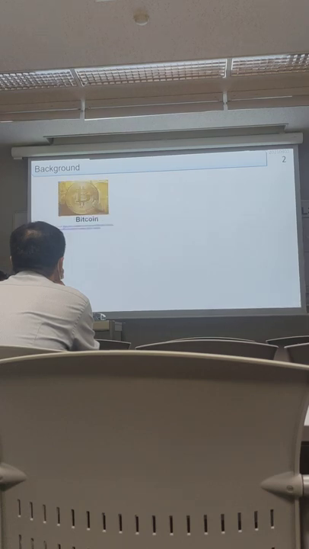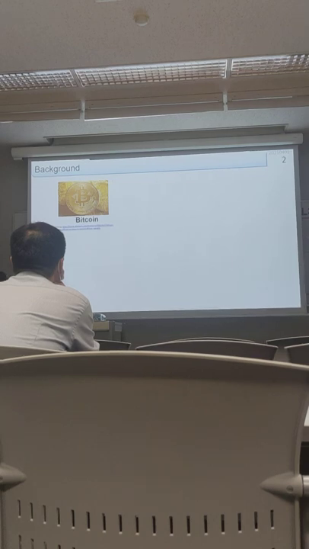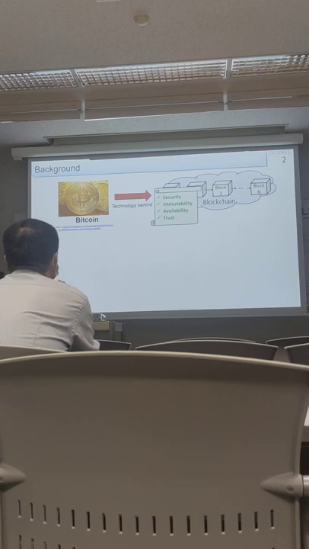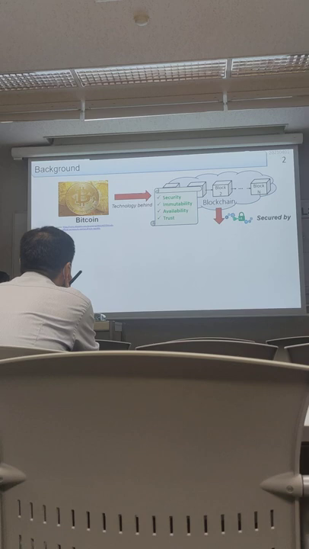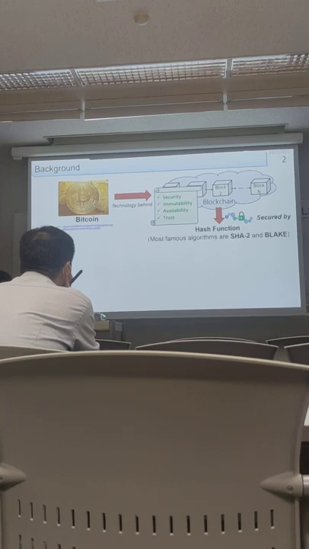I guess a lot of you know about Bitcoin, because Bitcoin is the most popular cryptocurrency today. But today we don't talk about Bitcoin, we just talk about the technology behind Bitcoin, which is blockchain. Blockchain has several advantages like high security, immutability, availability and trust. To achieve these advantages, the blockchain network is secured by hash functions. The most famous ones are SHA-2 and Planck.